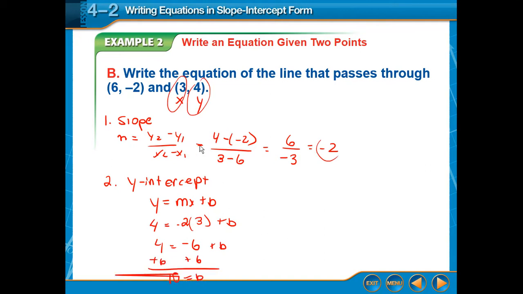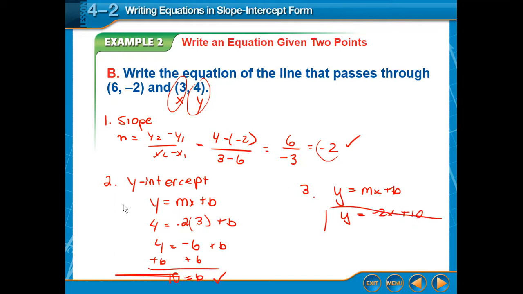So once I have m and b, those are the only things I'm using to find my equation. I'm using y equals mx plus b again, and plugging in those two things. Y equals -2x plus 10. And that is your final answer.